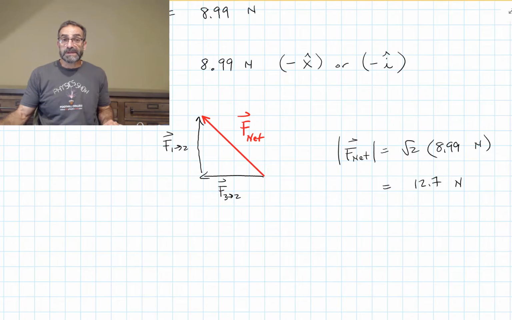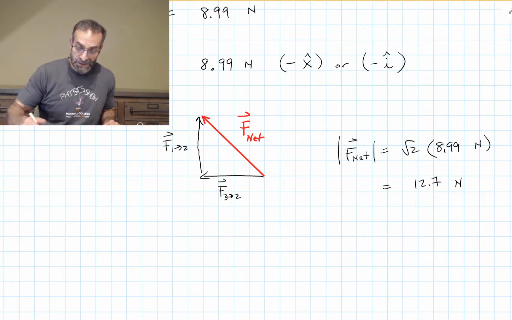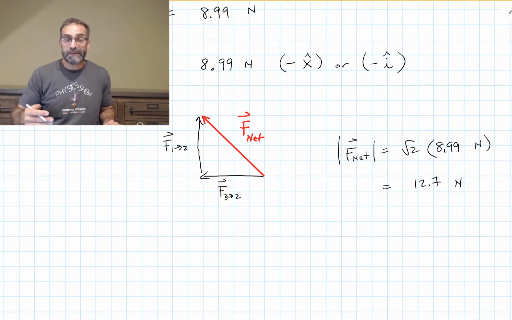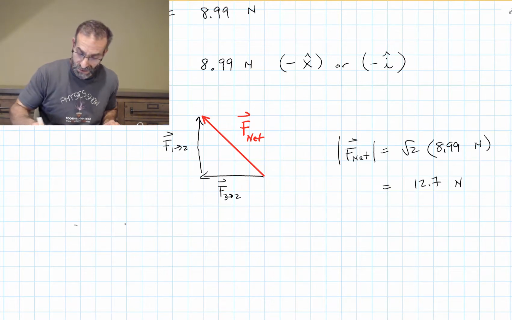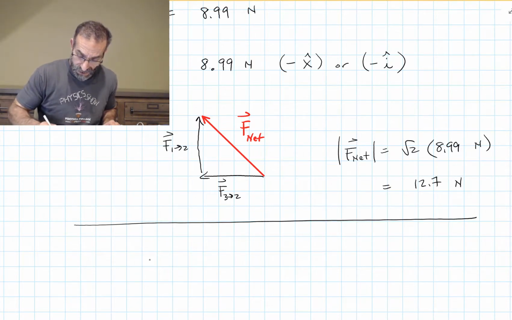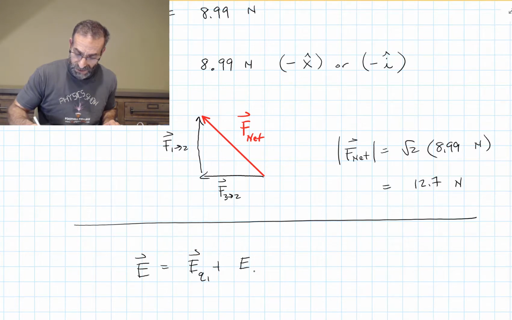That's using forces. We could have also found the net electric field at the location of Q2. And once we had that, we could have multiplied that by the charge Q2, and we would have had the force on Q2. So we could have said the electric field is equal to the electric field due to Q1 plus the electric field due to Q2.